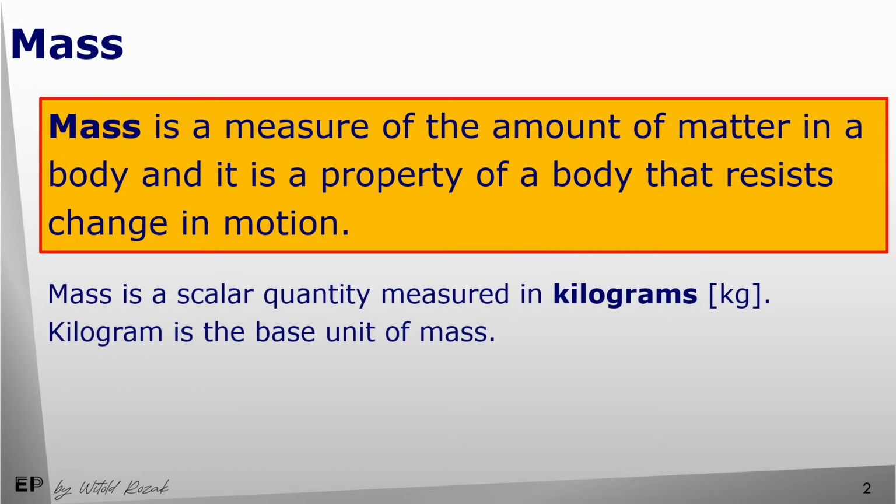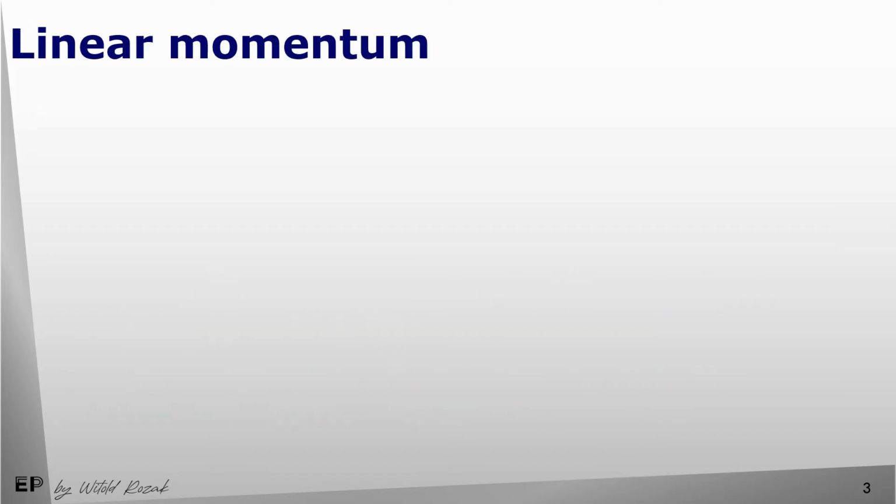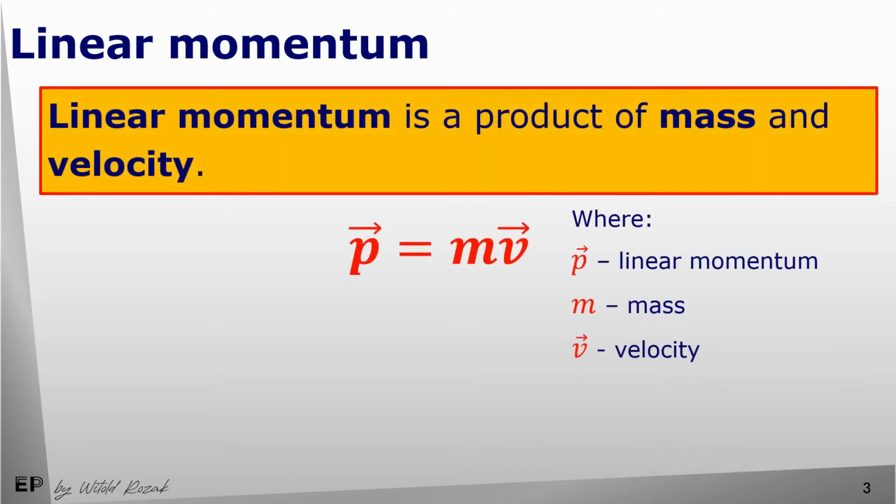Kilogram is the base unit of mass. It is important to remember that the mass of a given object does not depend on its location. The same object has the same mass on Earth, the Moon or Mars. We can use concepts of mass and velocity to define another useful quantity called momentum. Linear momentum is defined as the product of mass and velocity. It is a vector quantity which has the same direction as the velocity of the moving mass.